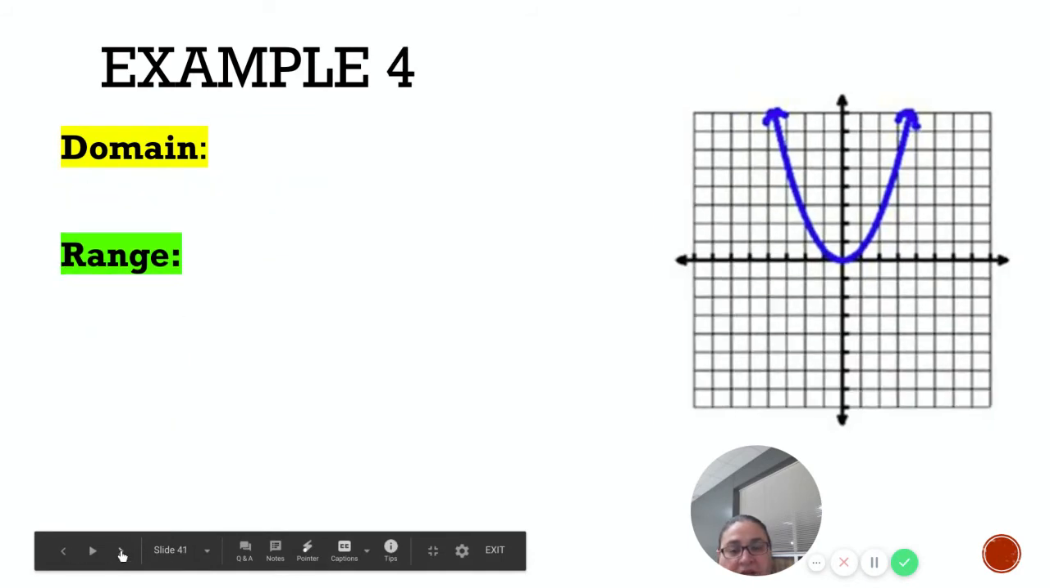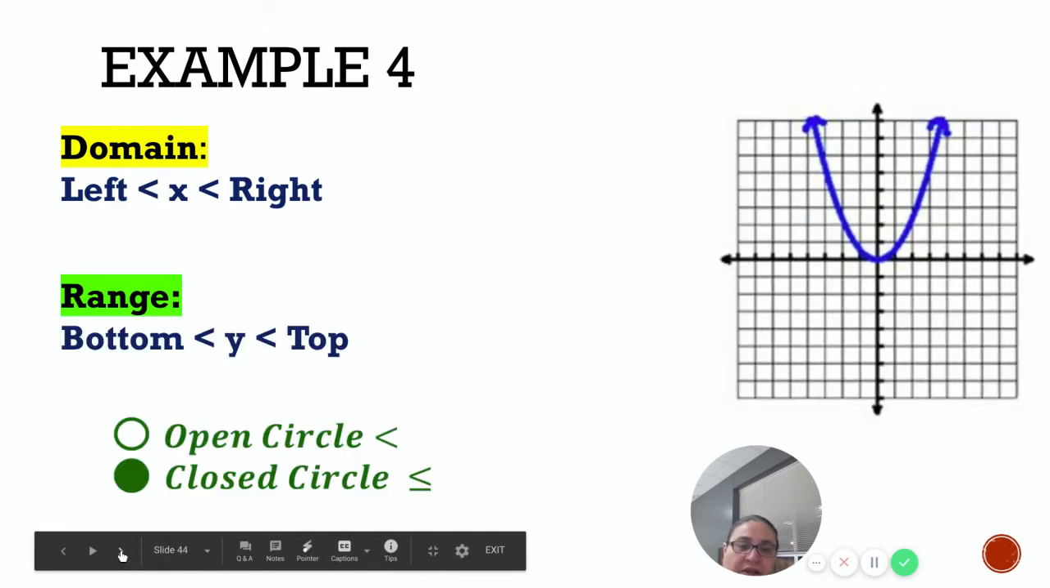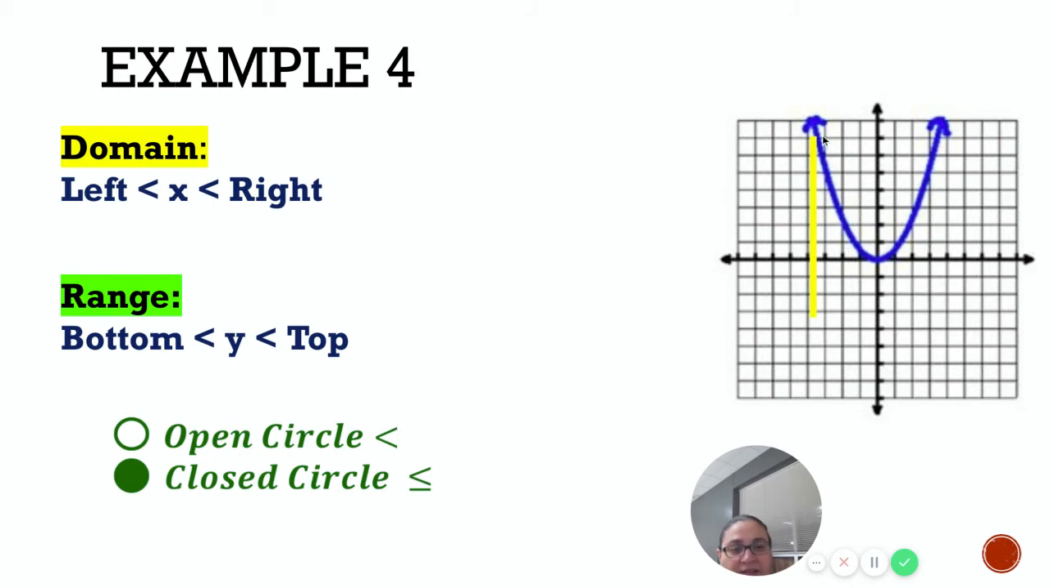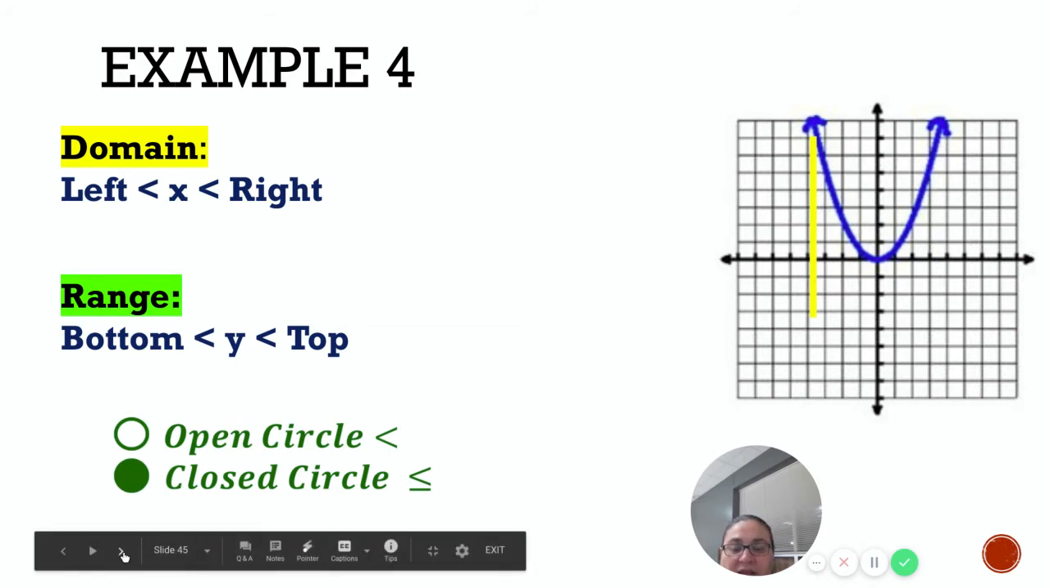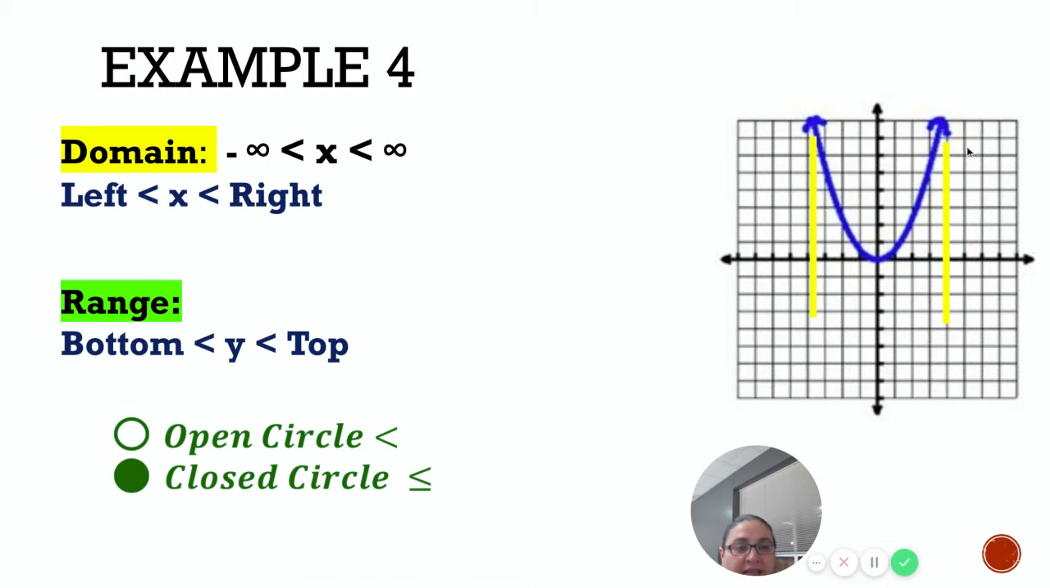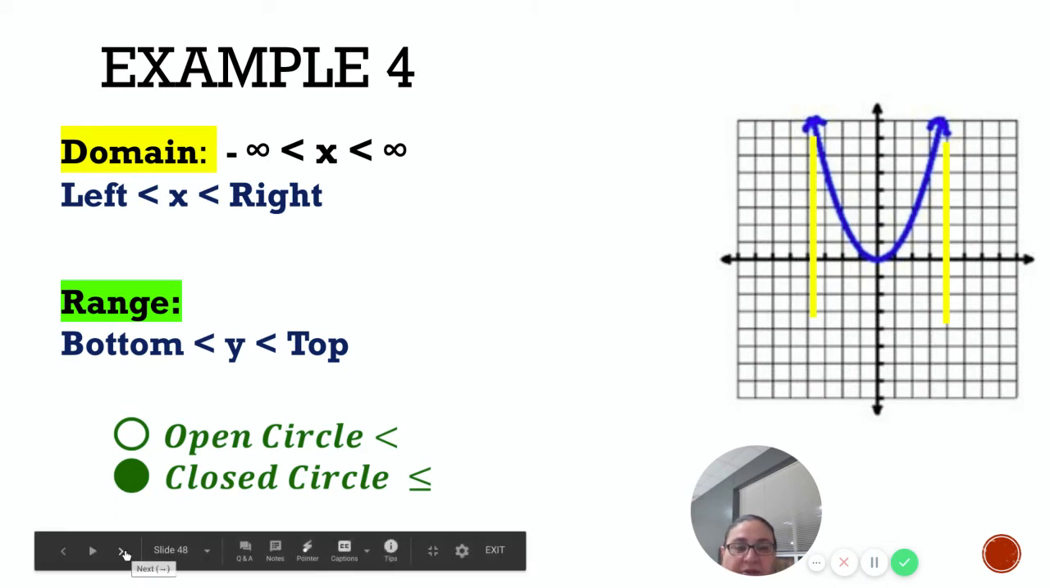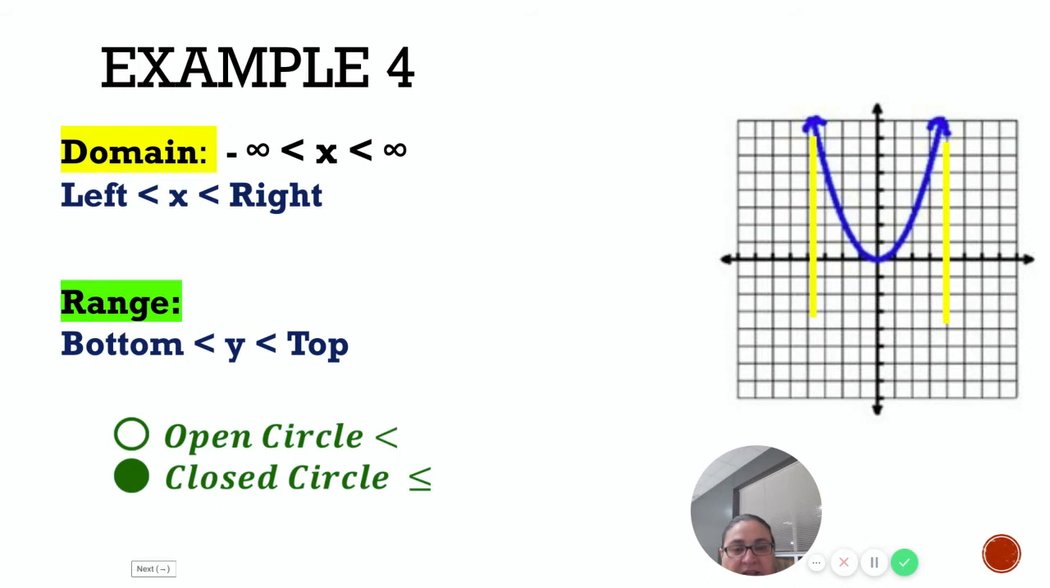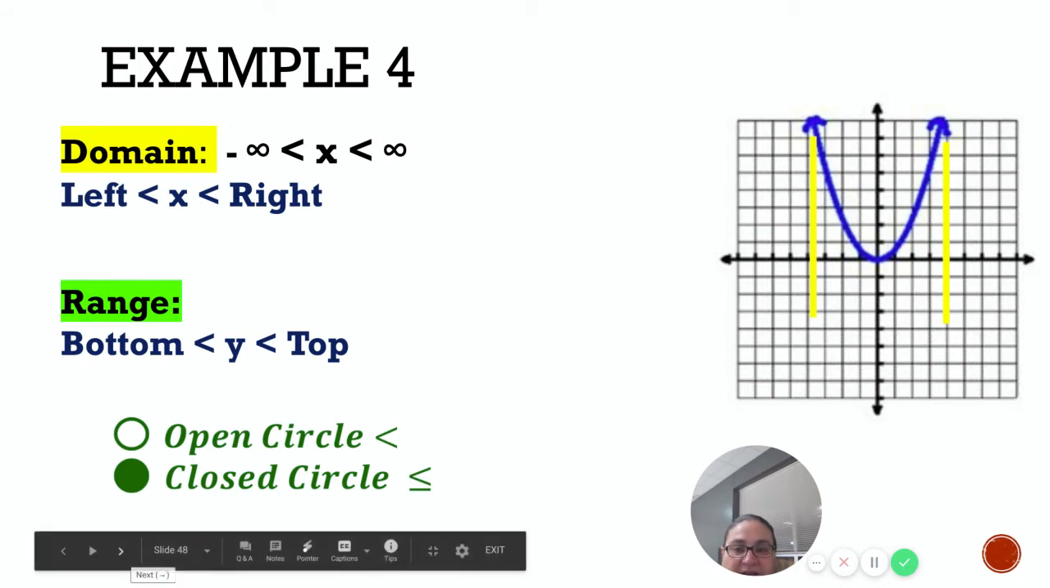All right, next example here. So again, domain is left to right, range is bottom to top. Furthest to the left, I notice there is an arrow. When you see an arrow, you cannot say the specific point that this graph ends because it continuously goes. Since there is an arrow, and it's going to the left, I'm going to put negative infinity is less than x. Then furthest to the right, again, I hit an arrow. And since I hit an arrow again, it's going to be infinity. So negative infinity is less than x is less than infinity.